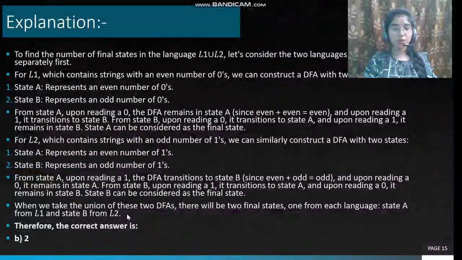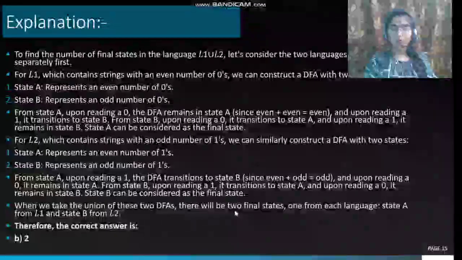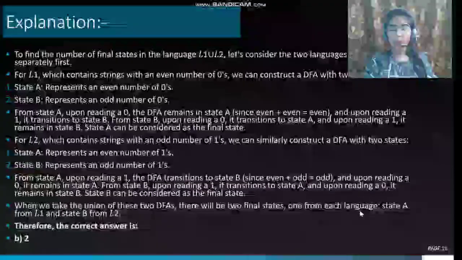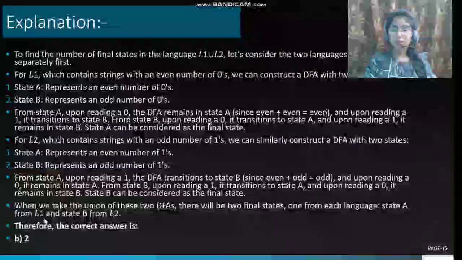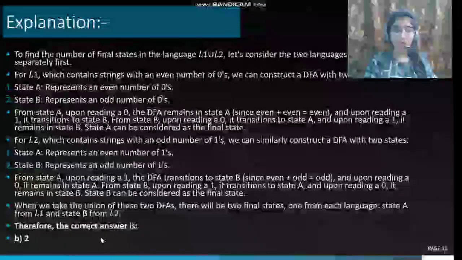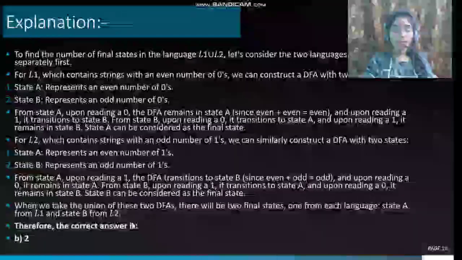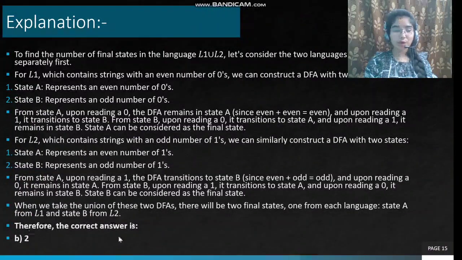When we take the union of these two DFAs, there will be two final states, one from each language: state A from L1 and state B from L2. Therefore, the correct answer is option B, that is 2, because in the question it has been asked how many final states we are going to have. So we are going to have two final states from two languages. From language 1, state A will be final, and from language 2, state B will be final. So the correct answer for this question will be 2.